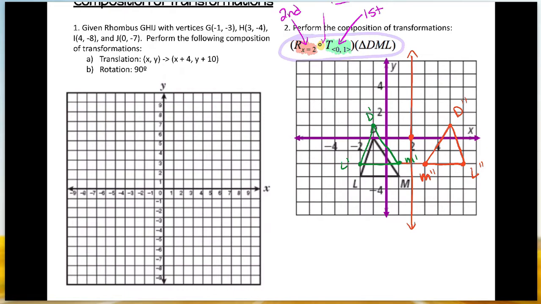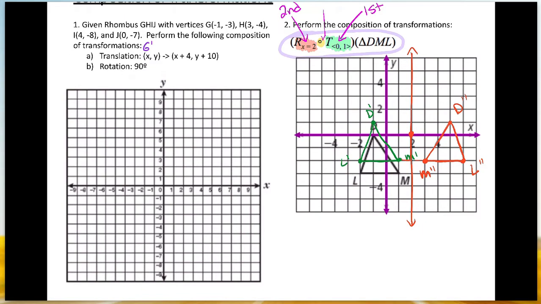If they told me I had to graph, I would then of course have to graph my figures. Just notice that this isn't really telling me that I have to graph anything. So I'm going to apply the translation first to get my new points. Like G prime, if I add 4 to the x, I will be at 3. I'm looking up here at original G. If I add 10, I'll be at 7.